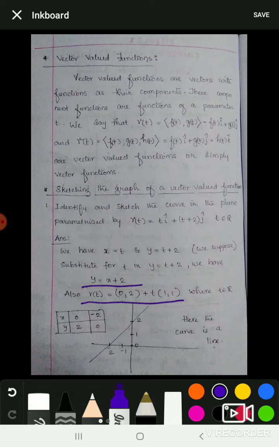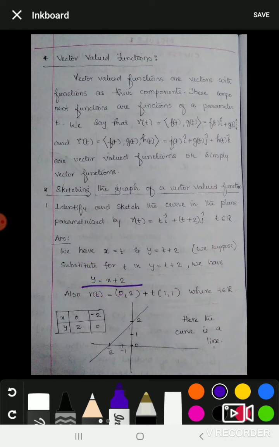Then t is equal to 0 means what we'll get, or we can plot this line, no, this line we can plot. So here we will plot xy. x is equal to 0 means y is equal to 2, then y is equal to 0 means x is equal to minus 2. So here the curve is a line.